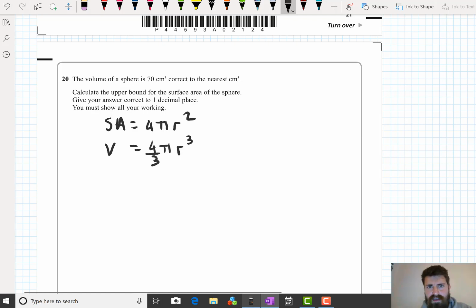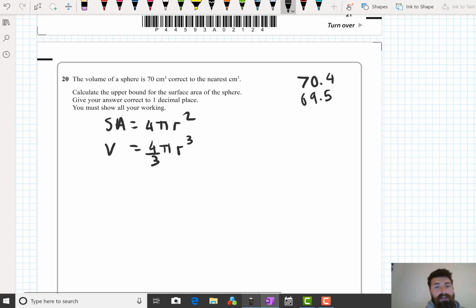Volume of a sphere is 70 centimetres cubed, corrected to the nearest centimetre cubed. So it's been rounded. It could have been 70.4. It could have been 70.5, because that rounds to 71. It could have been 69.5, because that's still around 70. So anywhere between them. Right, calculate the upper bound.